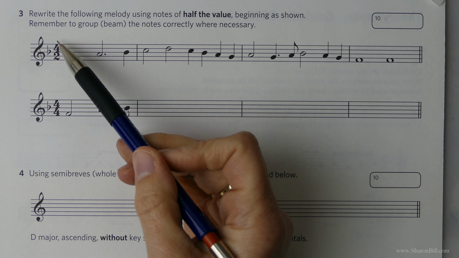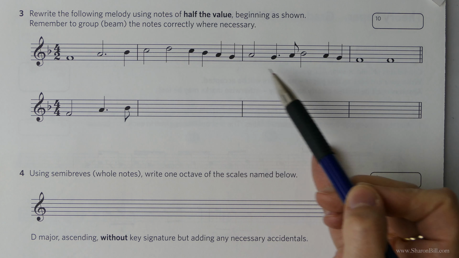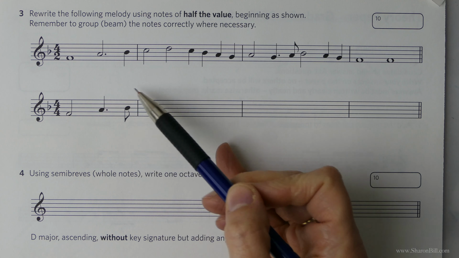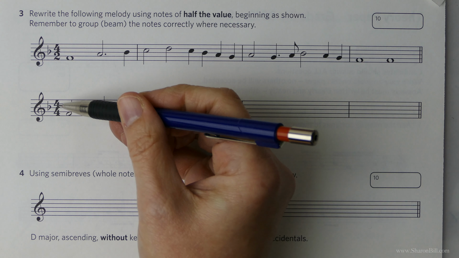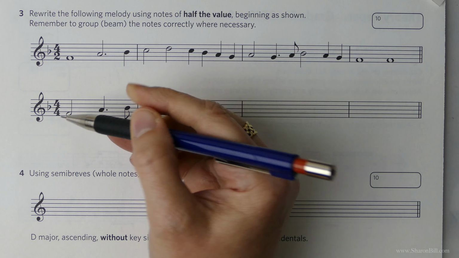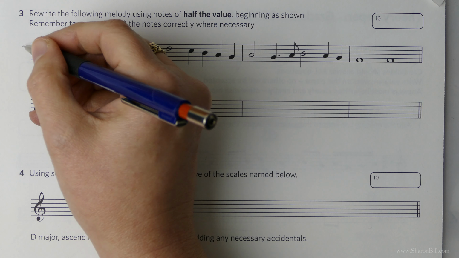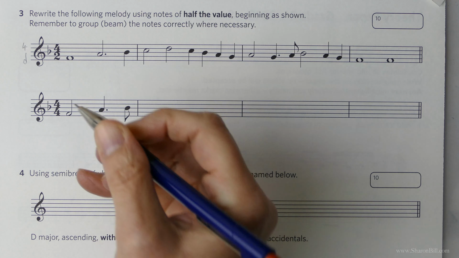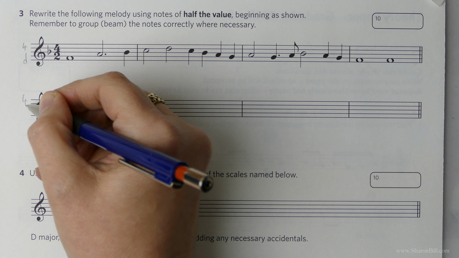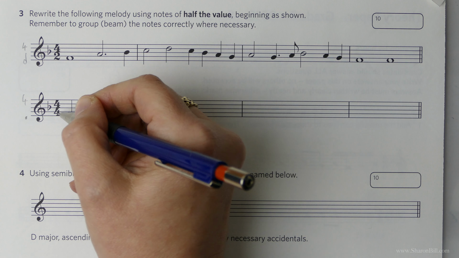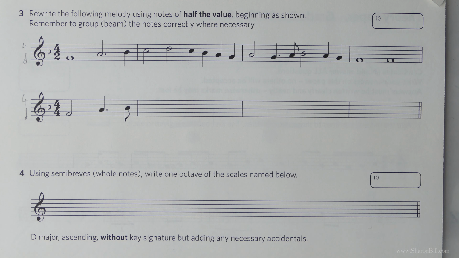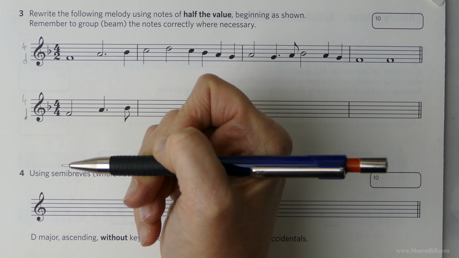So question 3 asks us to rewrite the following melody using notes of half the value. Now helpfully they've started us off, and they've given us the new time signature. But notice here we are counting 4 beats in a bar and each beat is a minim or a half note. Here we're counting 4 beats in a bar, but each note is a crotchet or a quarter note. So you can see that everything's halved.